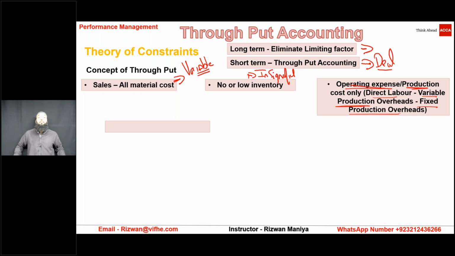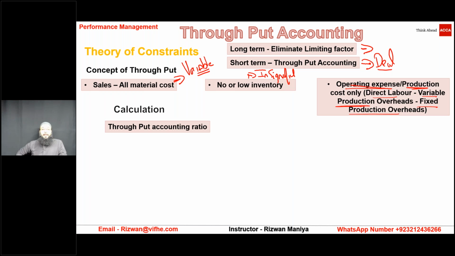This is a big difference if I compare throughput with marginal costing, because marginal costing used to say that labor and variable production overheads are variable in nature, whereas throughput says no, it's a very short-term technique, and it says that it is a fixed cost. So operating expense is what you need to keep in your mind: it is assumed to be fixed in nature.